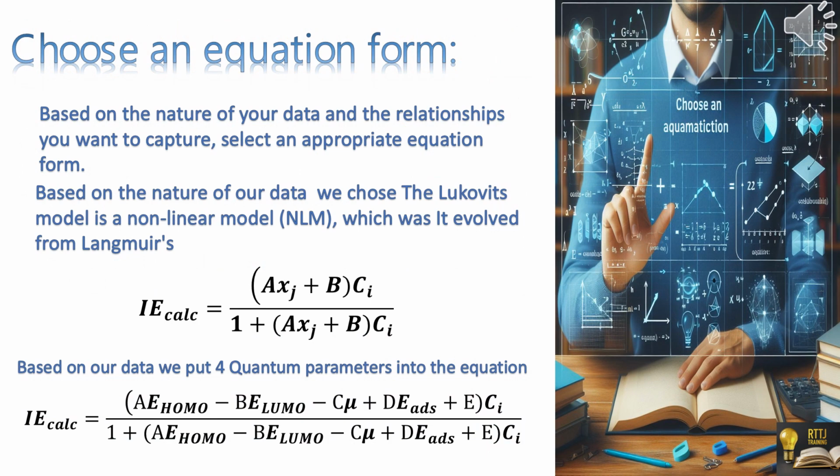Based on the nature of your data and the relationships you want to capture, select an appropriate equation form. Based on the nature of our data, we chose the Lukowitz model, a nonlinear model which evolved from Langmuir's adsorption model. Based on our data, we put 4 quantum parameters into the equation. Thus the new form of the equation becomes.